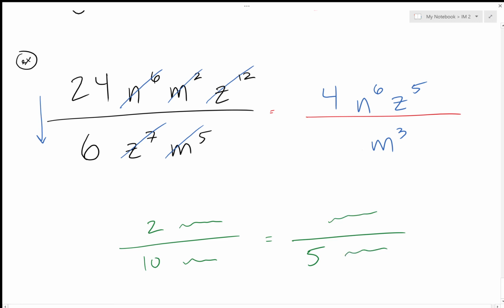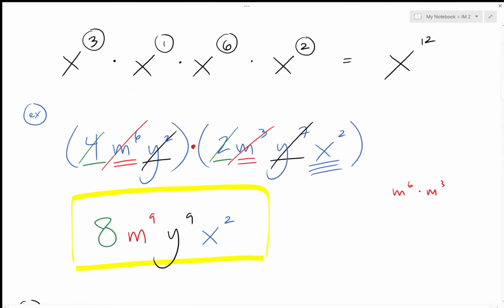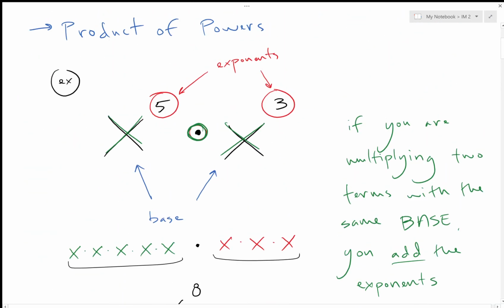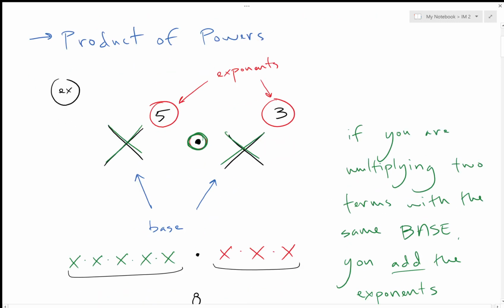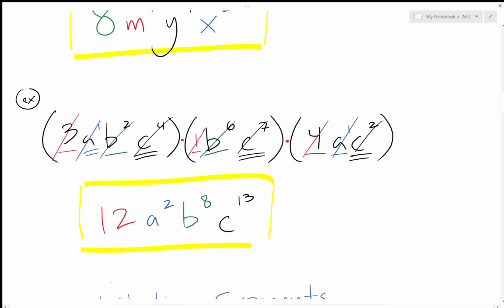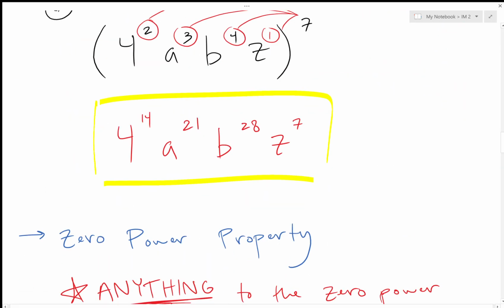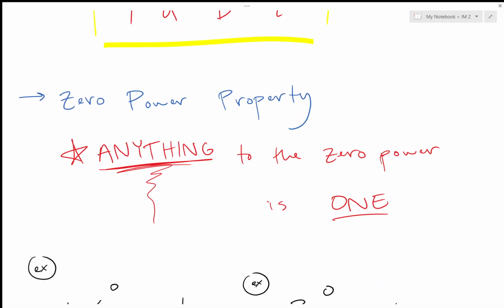Okay, so just quick review. Long video, but these are all the properties of powers. I'm going to scroll back through all this real quick. We've had multiplying, or product of powers, where you add the exponents. We had distributing exponents, where you multiply into the parentheses. We had the zero property power, where anything to the 0 power is 1.